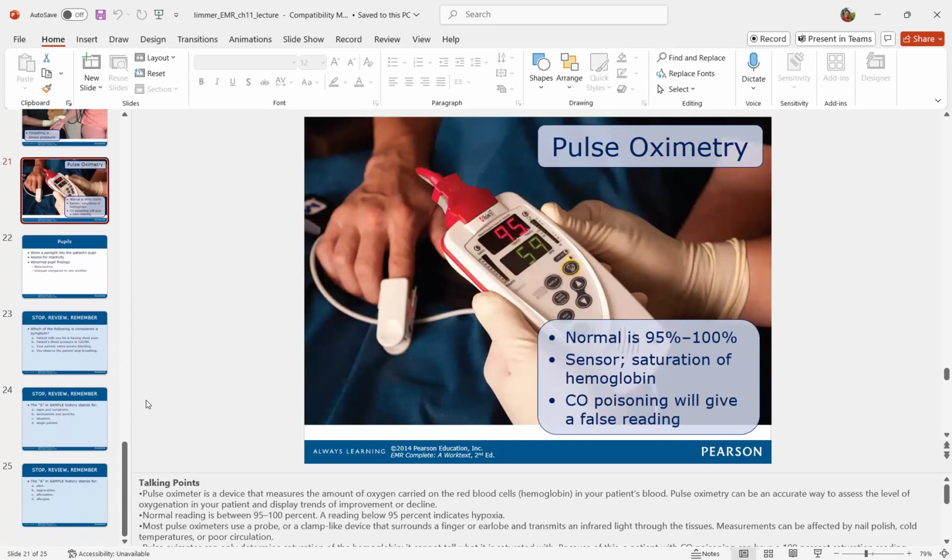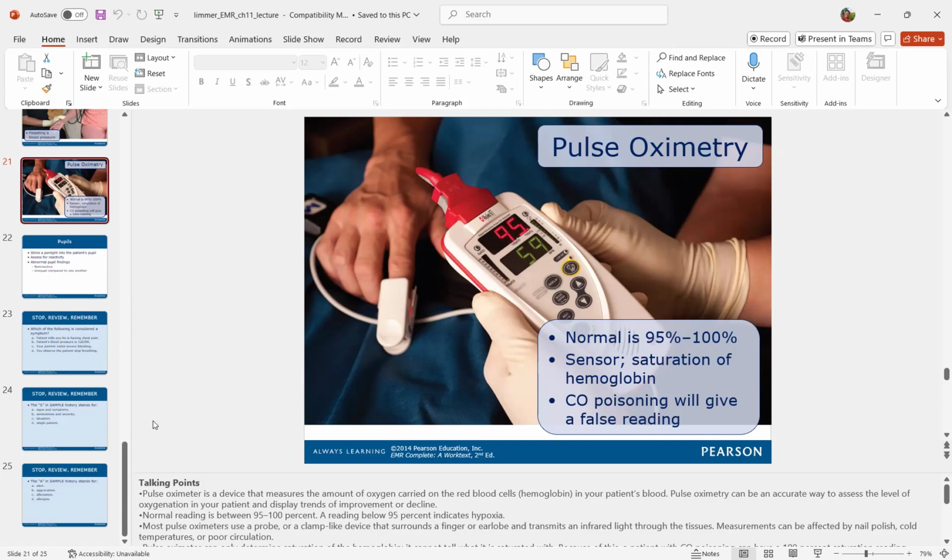Pulse oximetry. So this is a device that measures the amount of oxygen carried on the red blood cells, or what's also known as your hemoglobin in your blood. The pulse oximetry can be an accurate way to assess the level of oxygenation in your patient and display trends of improvement or decline. Normal reading, usually between 95 and 100%. Readings below 95% indicate hypoxia. That's changed a little bit in most places to 94%, but it's a good ballpark.